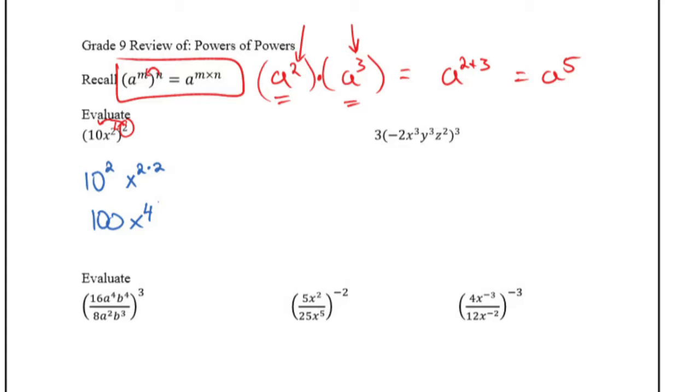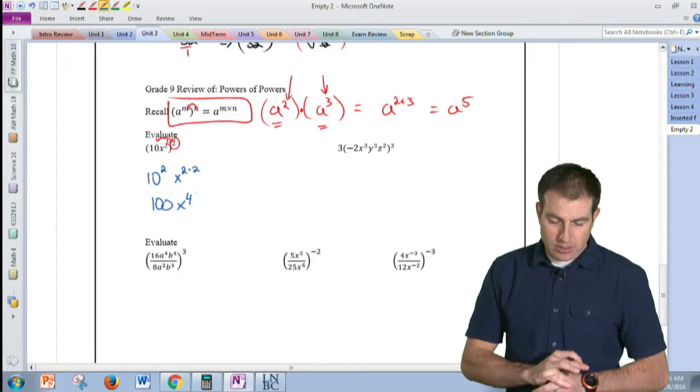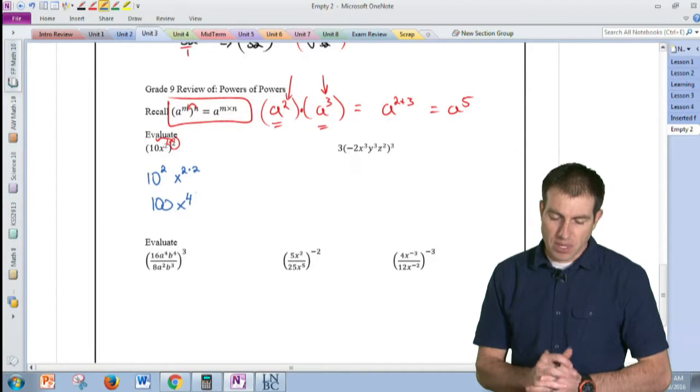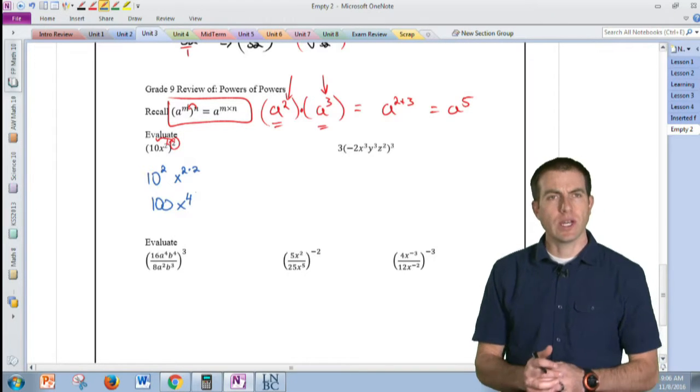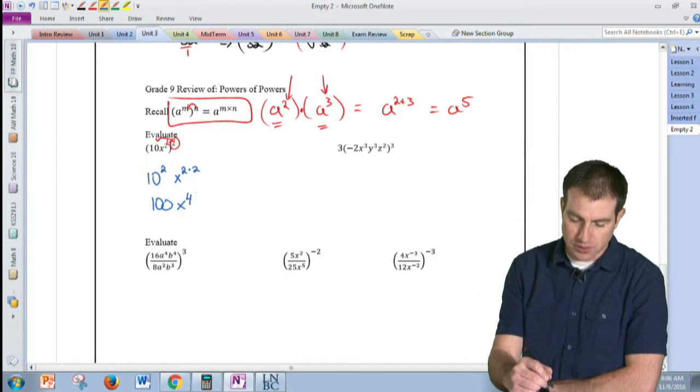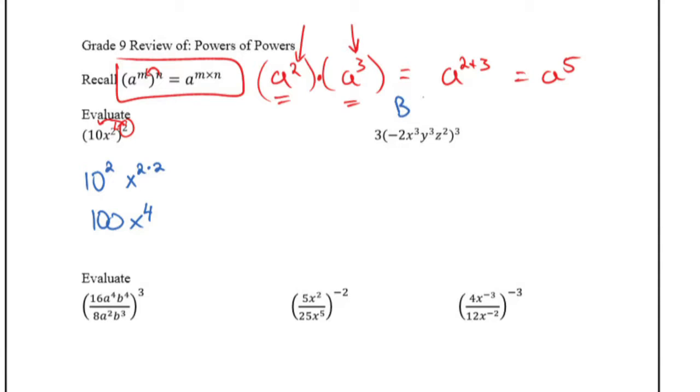So that's what we end up with there. The second example, we have a 3 out front and then a bunch of stuff inside the brackets. And we go through our order of operations. So anything in terms of brackets, exponents, division, multiplication, addition, subtraction. BEDMAS.